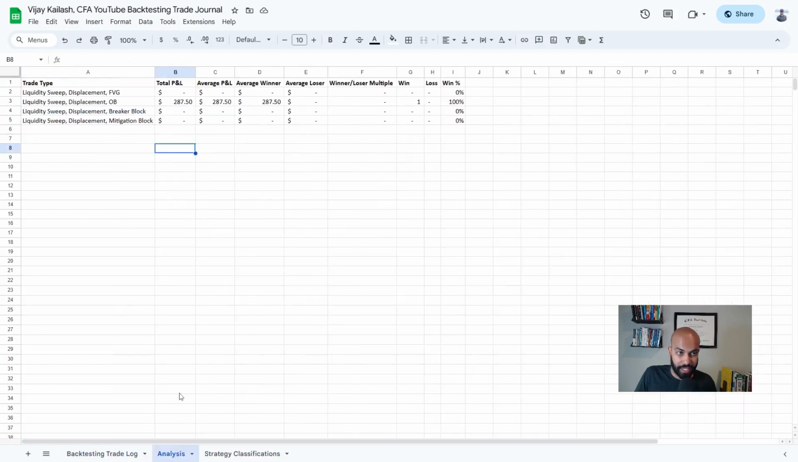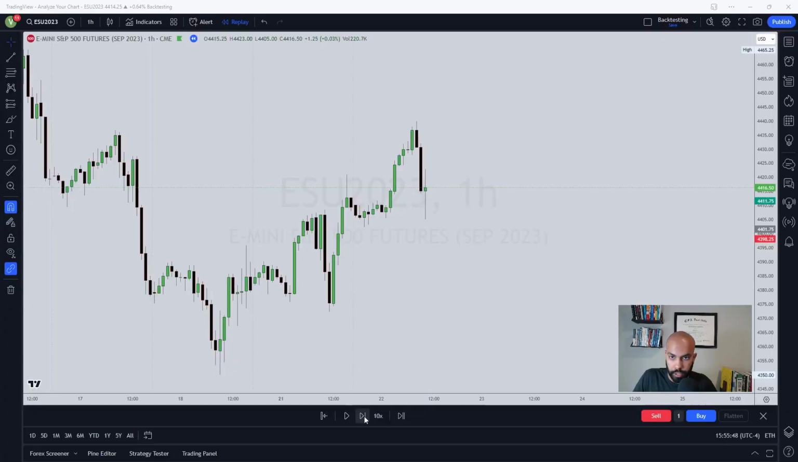And then from the analysis tab, it literally shows you, hey, here's the P&L you made, the average P&L, average winner, average loser, and we only have 1 entry here, but it'll show you the number of wins, losses, and the win percentage. Good, now let's continue.